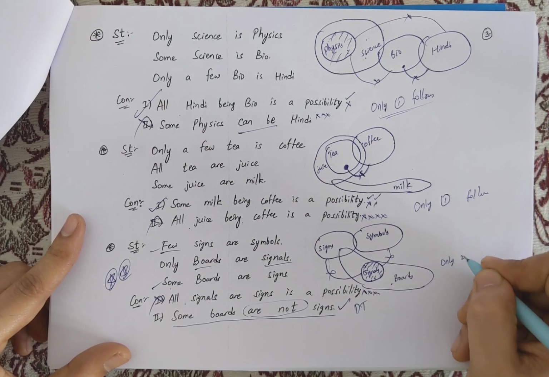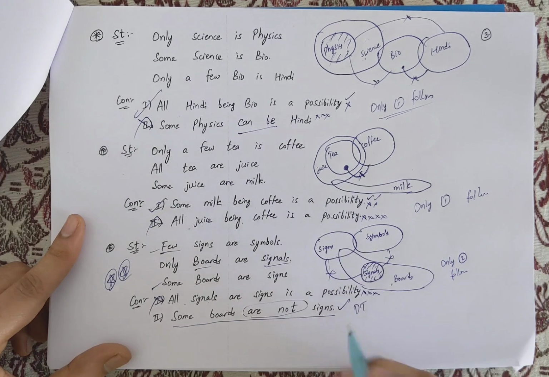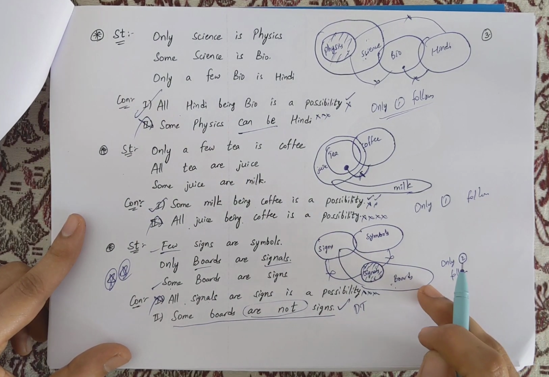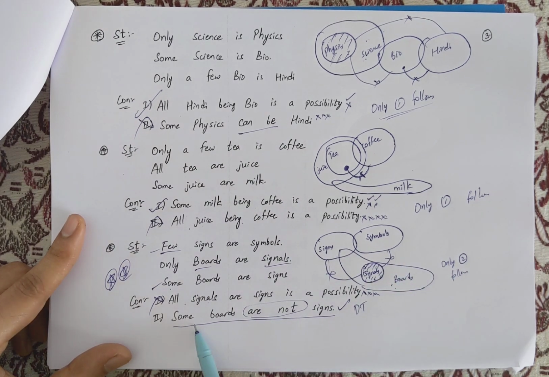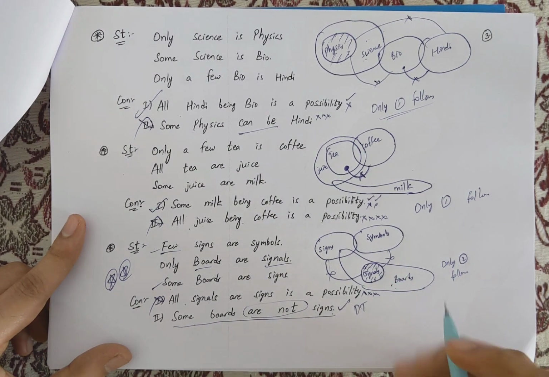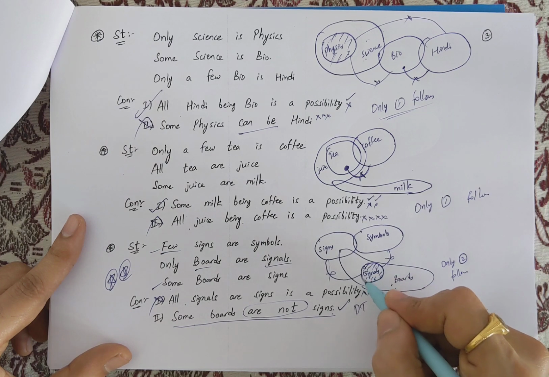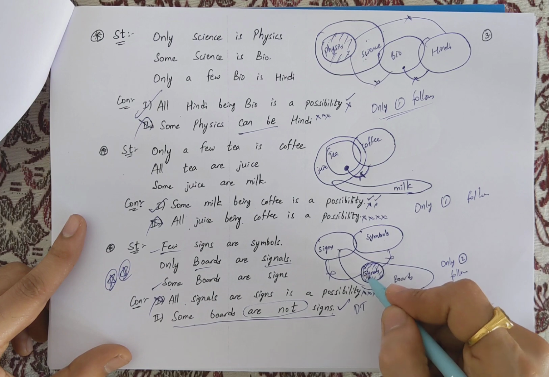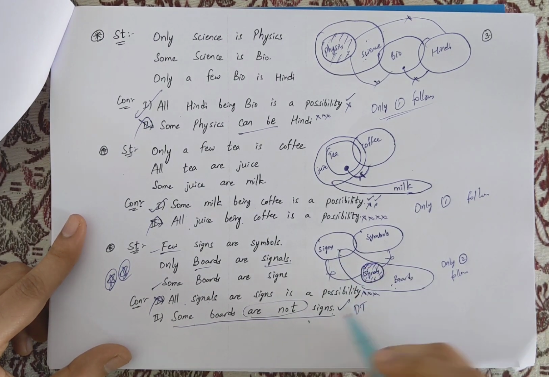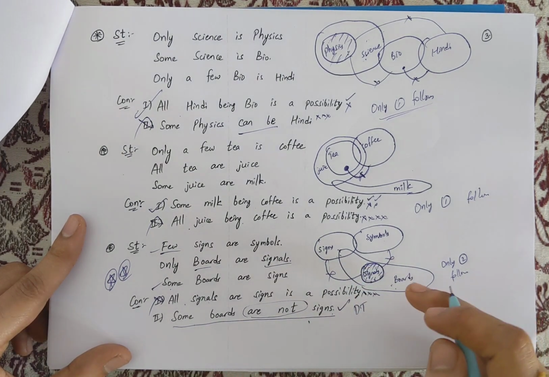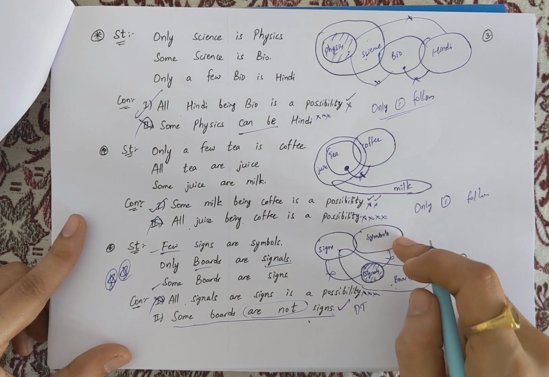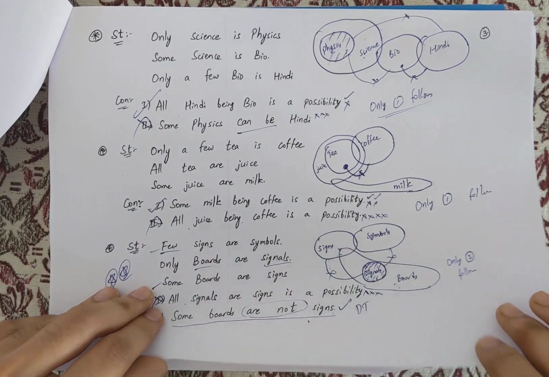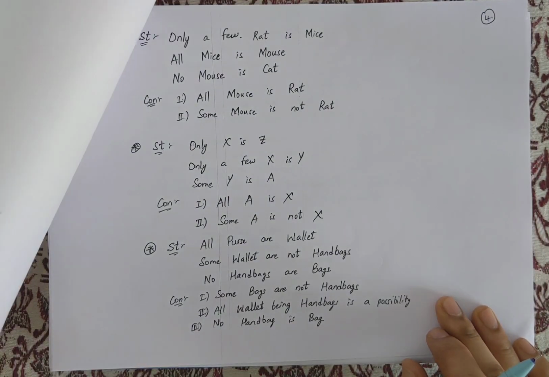The answer is only two follows. As they had given only boards are signals, only boards have authority over signals. When someone says some boards are not signs, some boards means this portion which is signals, which cannot have relation with signs or symbols. So some boards are not signs is definitely true. Even if the statement had said some boards are not symbols, it would also have been true, because this portion won't have relation with symbols as well. Okay, the answer is only two.